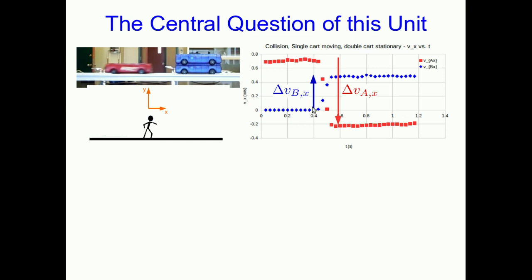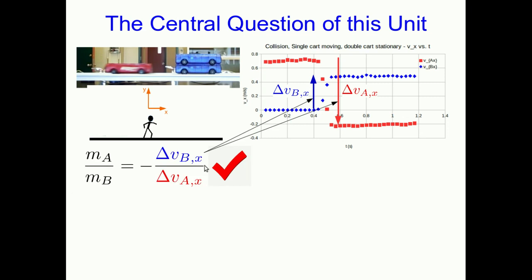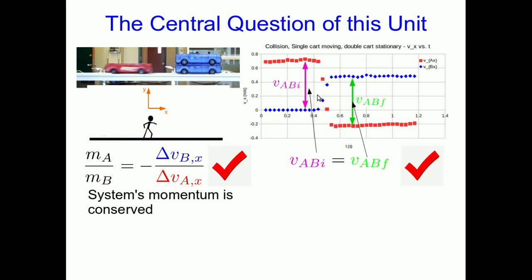And so this person sees, look, the delta V of the one cart is half the size of the other, and so they conclude that the ratio of inertias is equal to the negative of the inverse ratio of the delta V's. And so this person would conclude that this system's momentum is conserved. This person can also see from their measurements that the relative speed of the carts before the collision is the same as the relative speed after, and so they would also conclude that this is an elastic collision.